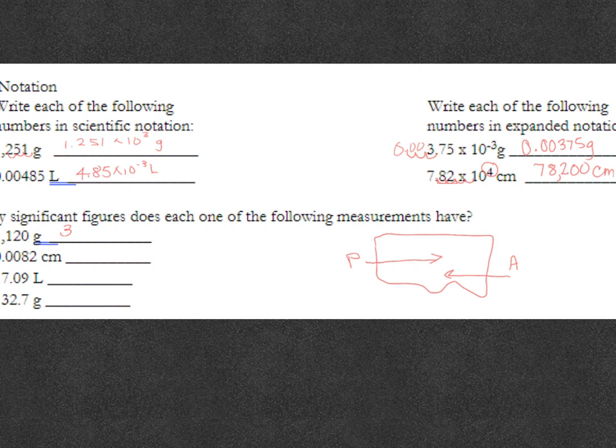The next one, the decimal is present. So I start at the Pacific side. I start counting at the 8. So 1, 2. Zeros at the beginning never count, and the 8 and the 2 are significant.